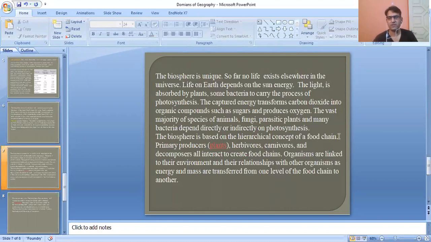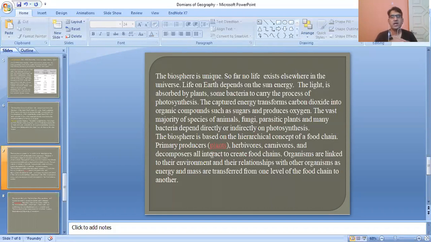of the food chain. We have another concept in the biosphere, called the food chain. It means food is being chained, being distributed, a network. It is a network which is being changed, moving, or being converted from one form to another form. So the food chain is also a hierarchical concept in the biosphere.